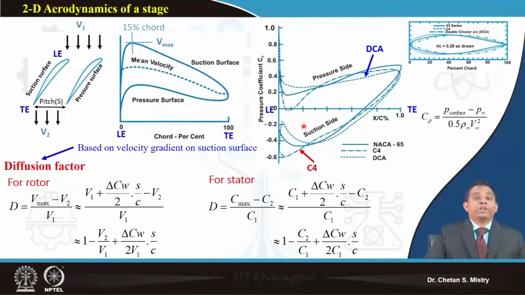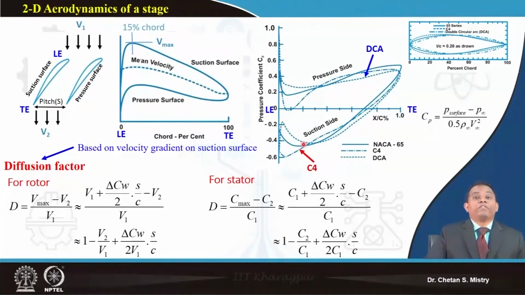So, when you are doing your design, after the design, maybe you will go with your computational study. In the computational study, it is preferred that you understand what is happening with your CP distribution on your suction surface and pressure surface at a particular station, and look at how you are managing your flow on the suction surface and how you are managing your flow on the pressure surface. You can understand that if I manage my flow nicely on my pressure and suction surface, it will give me a very good CP distribution.